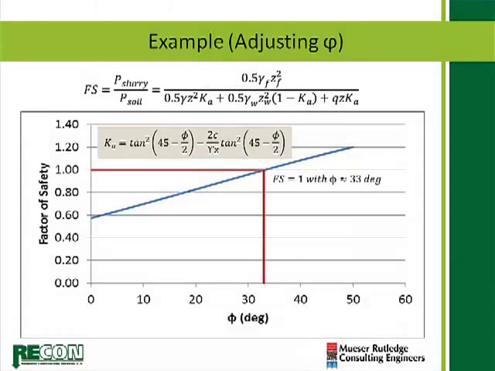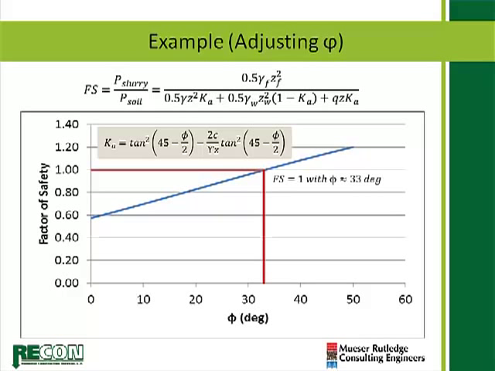This last plot shows adjusting of the friction angle given a slurry of 70 pounds per cubic foot, soil of 120 pounds per cubic foot, and cohesion at 500 pounds per square foot. The friction angle had the most significant impact on the change in factor of safety from below 0.6 with no friction angle to over 1 with friction angle above 33 degrees.